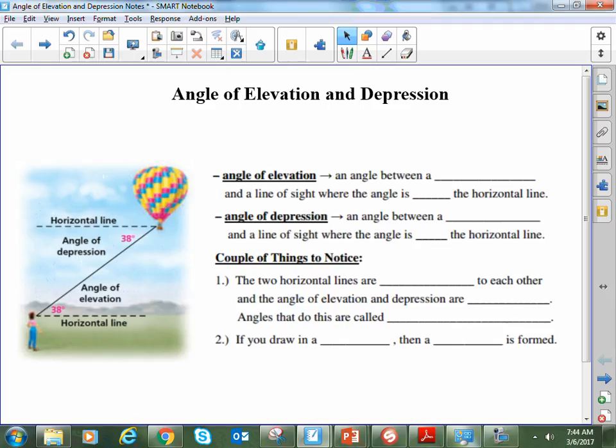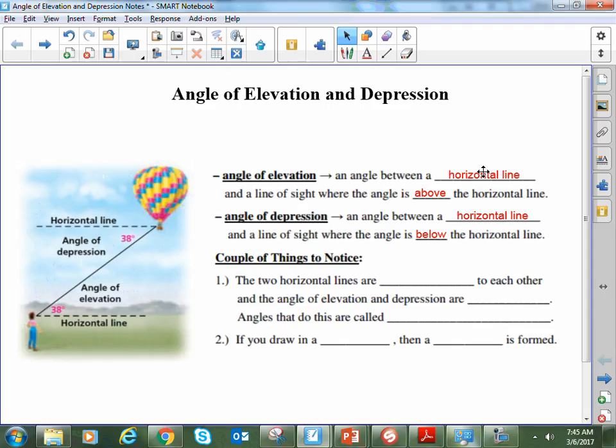An angle of elevation and an angle of depression are very similar to each other. They're both going to be measured from a horizontal line. However, the angle of elevation is going to be above the horizontal line, where the angle of depression is below the horizontal line.